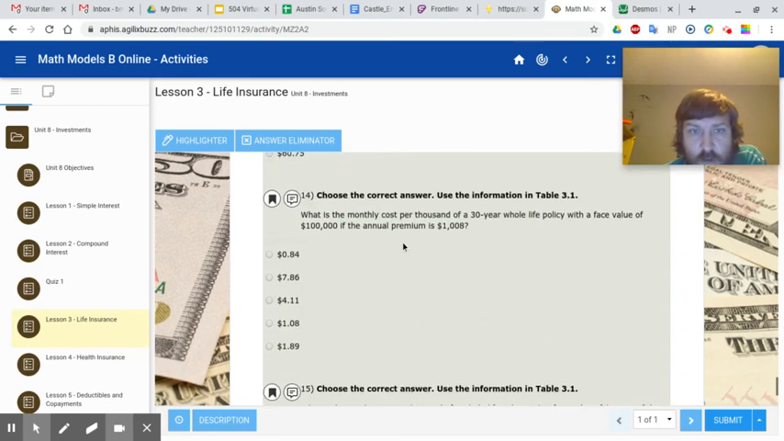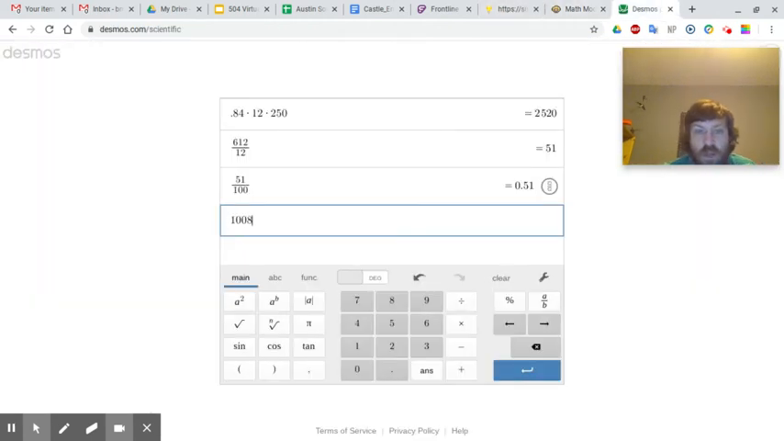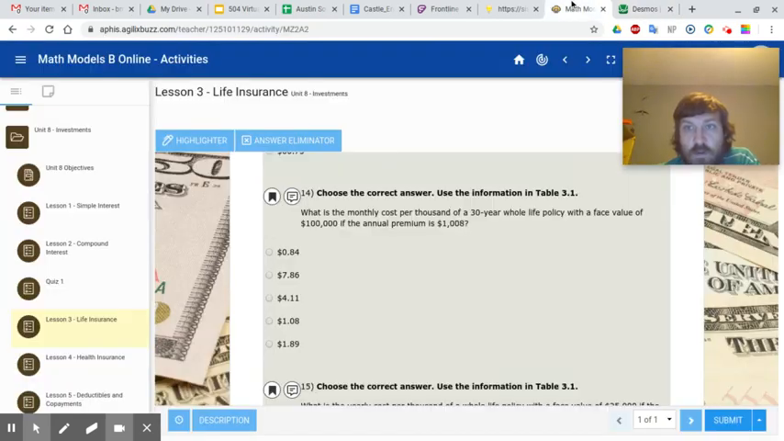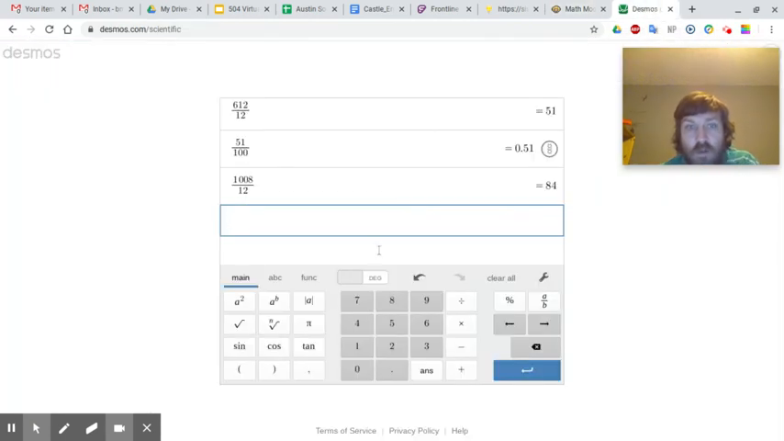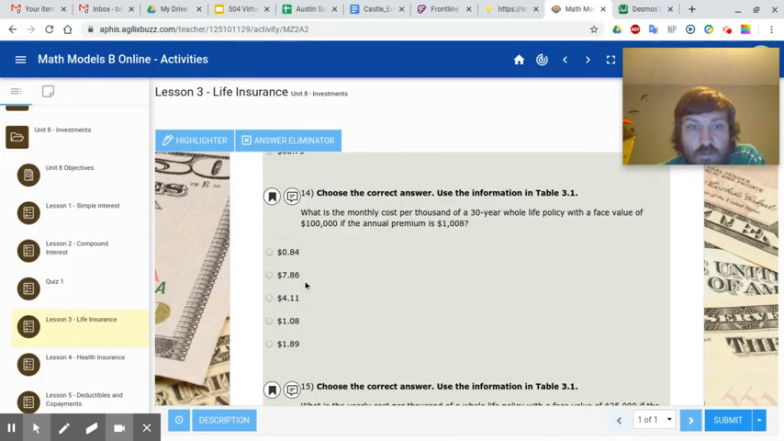Let's just go ahead and do number 14. What is the monthly cost per 1,000 of a 30-year whole life policy with a face value of 100,000 if the annual premium is 1,008? So we're going to do 1,008 divided by 12. We get 84. That's to get it from annual to monthly. And then we need to divide it by 100 to account for 100,000. So 84 divided by 100. So it's 0.84. And there it is right there.